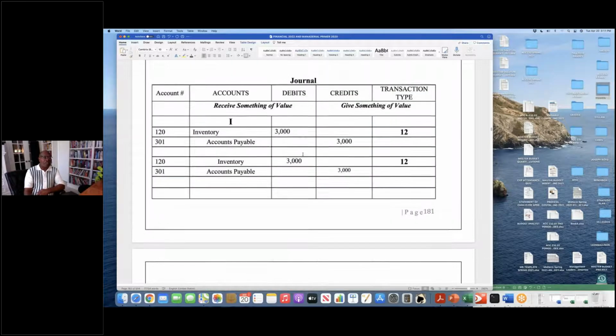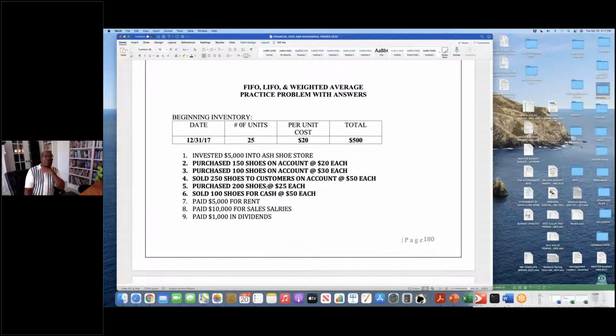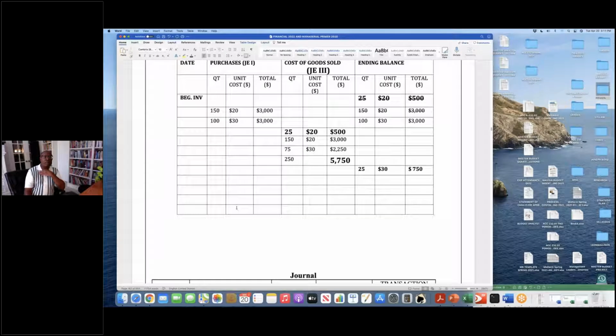Now we have another transaction where we purchase what? 200 pairs of shoes at 25. So what are we going to do? The first thing we're going to do is put the shoes here. 200 pairs of shoes. How much is that? 5,000? Yeah, 5,000.